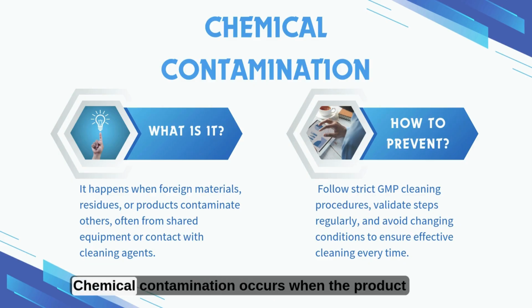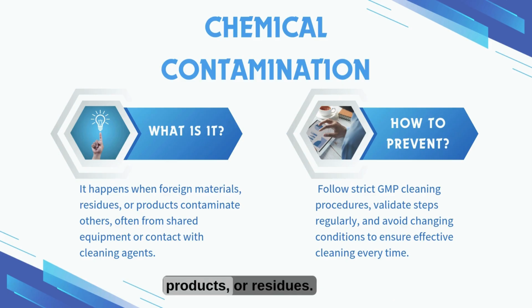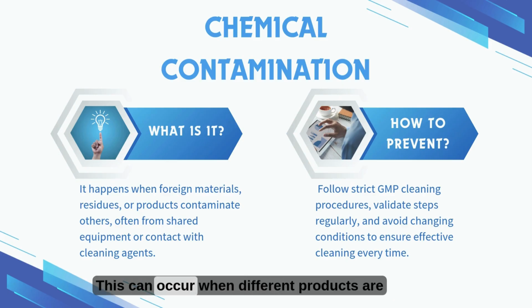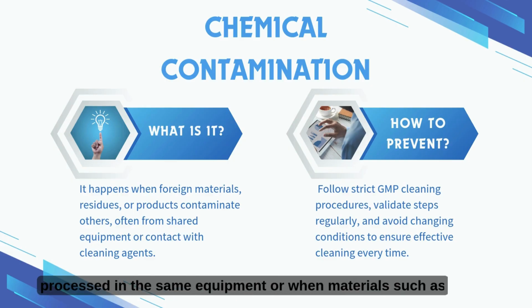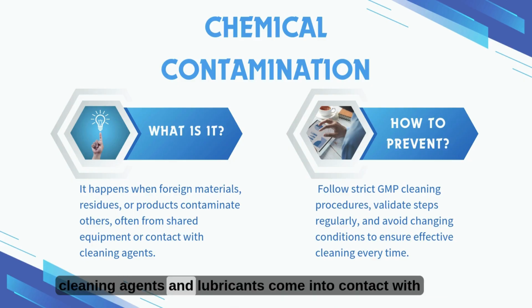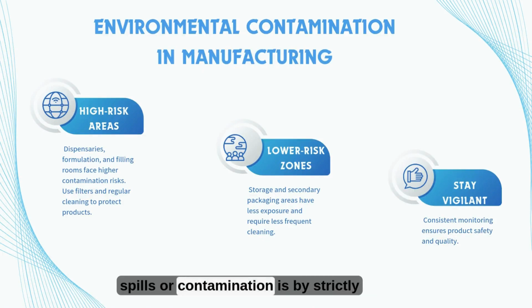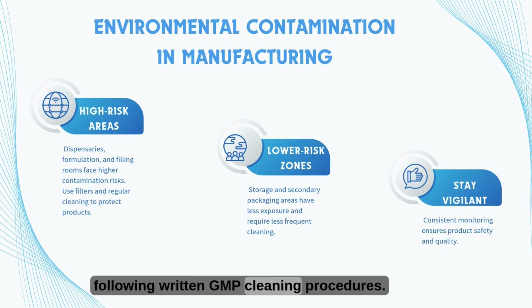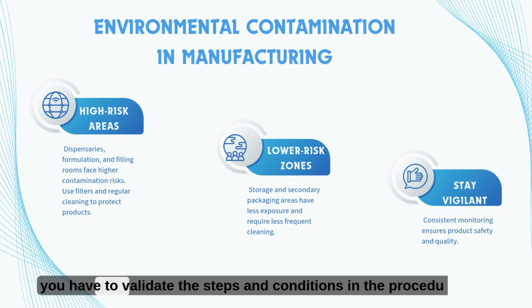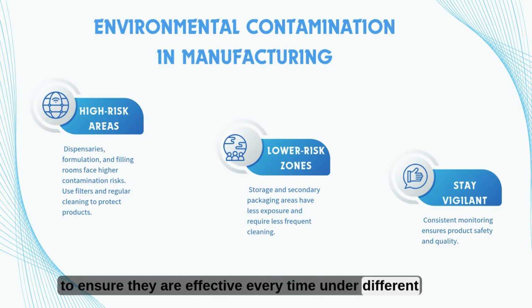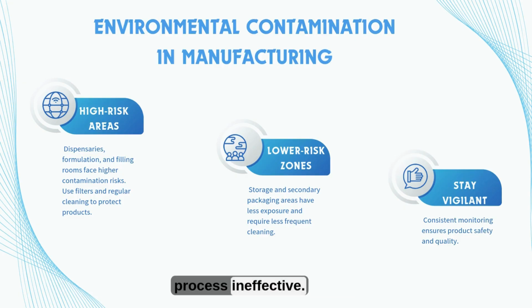Chemical contamination. Chemical contamination occurs when the product becomes contaminated with other foreign materials, products, or residues. This can occur when different products are processed in the same equipment or when materials such as cleaning agents and lubricants come into contact with products or equipment surfaces. The way to avoid chemical or biological spills or contamination is by strictly following written GMP cleaning procedures. Often, you have to validate the steps and conditions in the procedures to ensure they are effective every time under different conditions. Changing the steps or conditions may make the cleaning process ineffective.